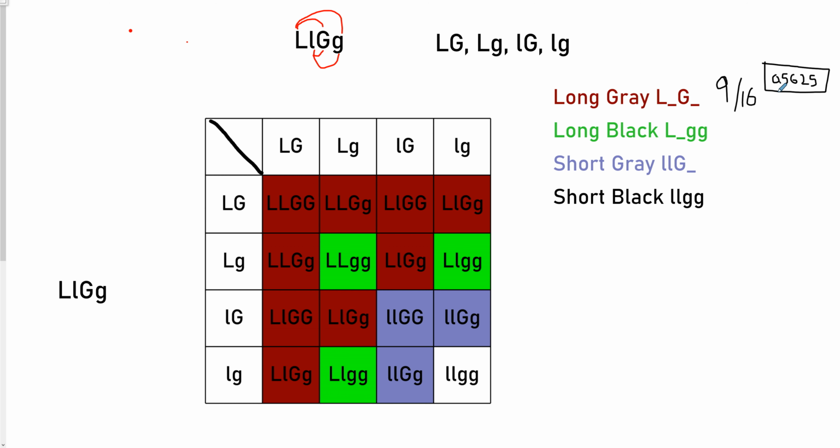Okay, for long black, we got 3 out of 16. For short gray, we got 3 out of 16. And then for short black, we got 1 out of 16, which is, I think, like 2.5 or something like that. Sorry, 6.25. So this is 0.0625. And then our 3 out of 16s are 0.1875.